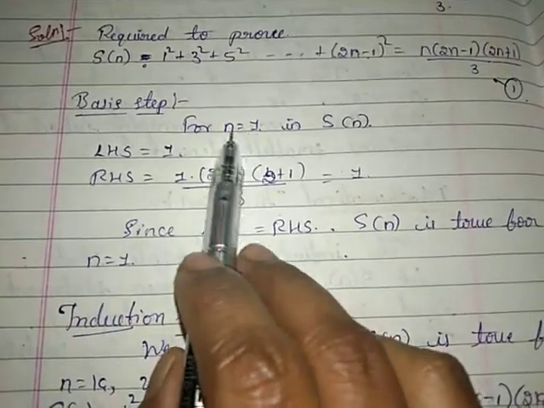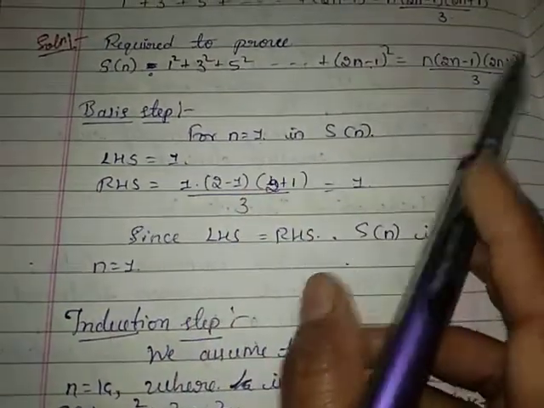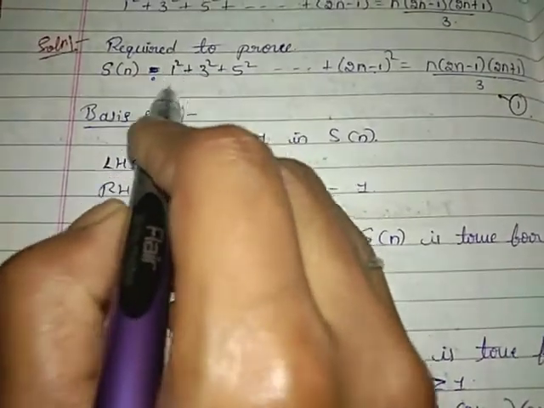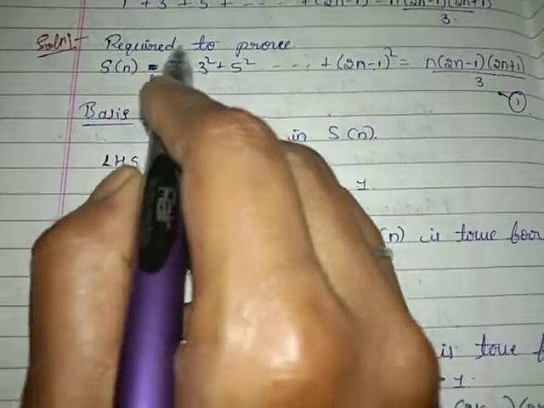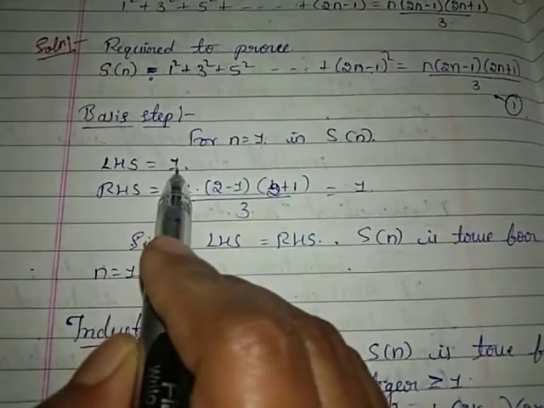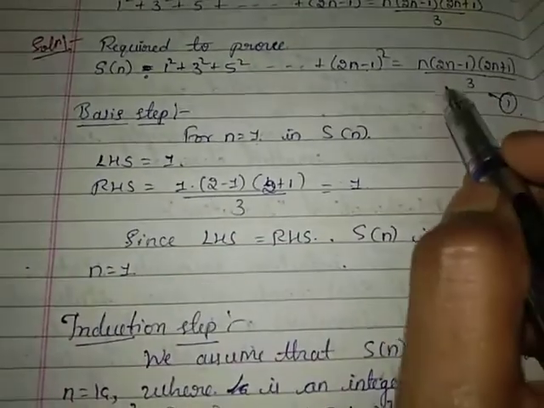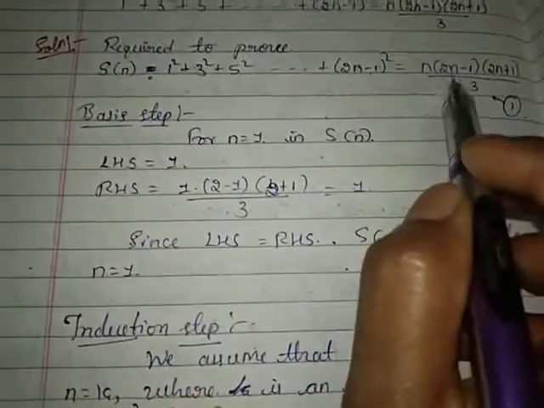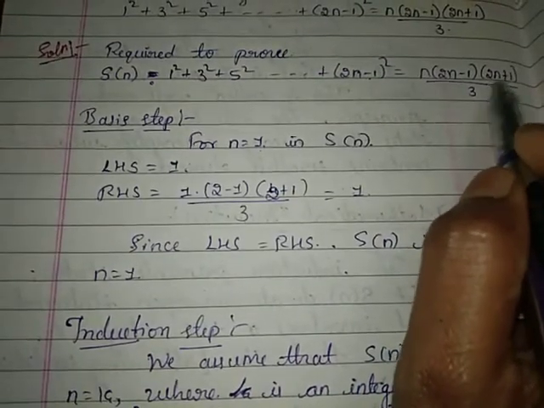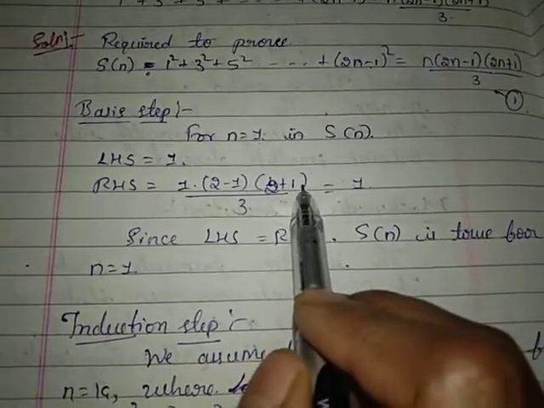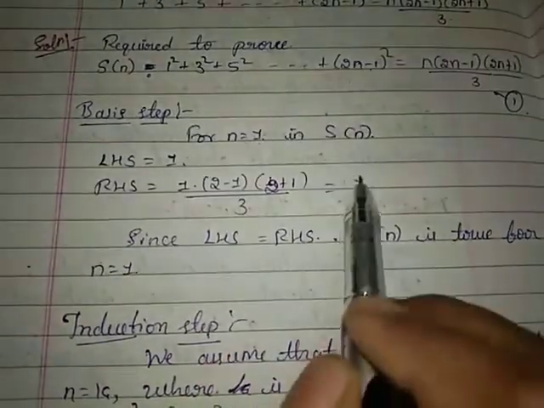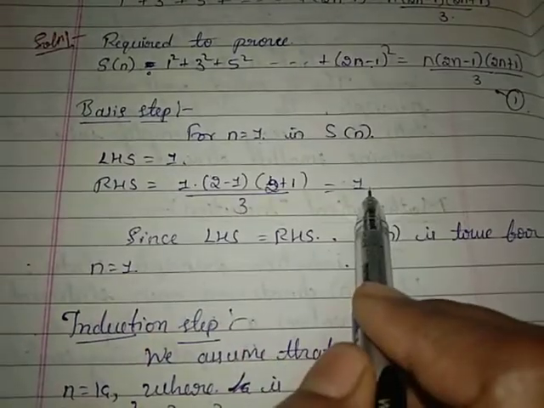So substitute n equal to 1 in S(n), both in LHS and RHS. n equal to 1 indicates the first term of the LHS. So the first term of the LHS is 1 square. Take LHS equal to 1 square, equal to 1. And for RHS, substitute n equal to 1: 1 into (2 into 1 minus 1) into (2 into 1 plus 1). So 2 plus 1 equals 3, 2 minus 1 equals 1, 1 into 1, 3 by 3 equals 1. So LHS equals 1, RHS equals 1.